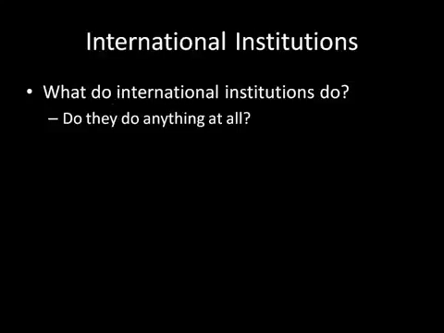Speaking of institutions, we'll also look at international institutions like the United Nations and the World Trade Organization and the International Monetary Fund. We're going to ask ourselves what these things do and if they do anything at all, and what sort of obstacles they have towards actually getting things done in the international realm.